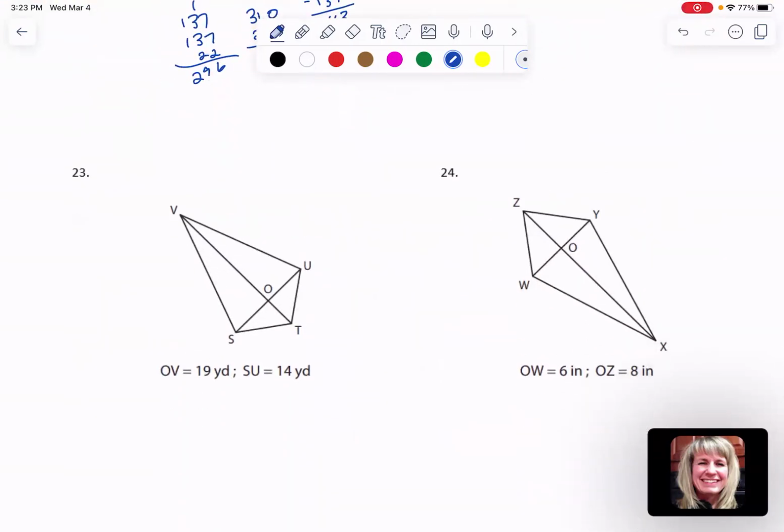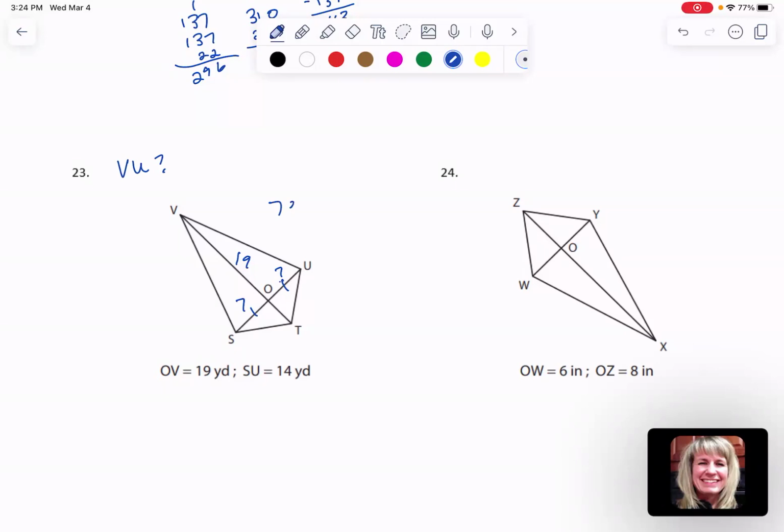Okay, over here, they told me OV, which is right here, is 19. They told me SU is 14. And we talked about how on a kite, the shorter diagonal gets bisected. And so if that whole length is 14, this will be 7 and this will be 7. And for some reason, the question actually got taken off here, but it's wanting to know what the length of VU is.